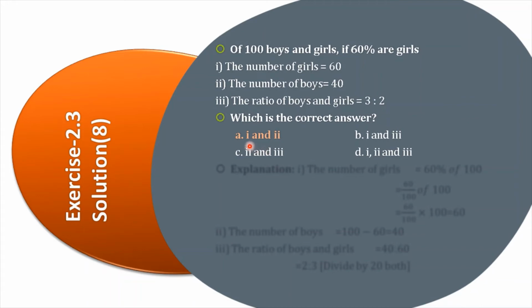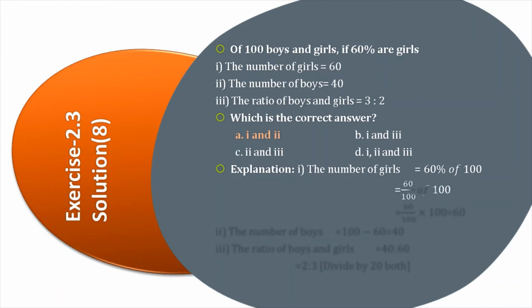As you can see the marked part, this is our desired answer. Let us see the explanation of how we get this answer. Explanation: the number of girls is equal to 60% of 100. That is our given information from the stem. So instead of the percentage sign we can write divided by 100. That means 60 divided by 100 of 100. And instead of "of" if we write multiplication, then we can reduce 100 and 100, and we get 60. So number 1 is correct.